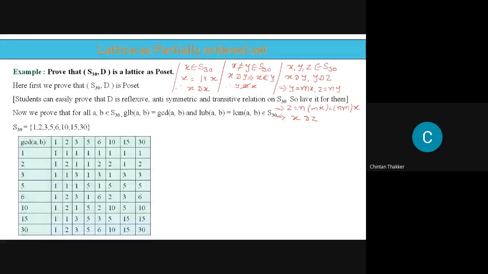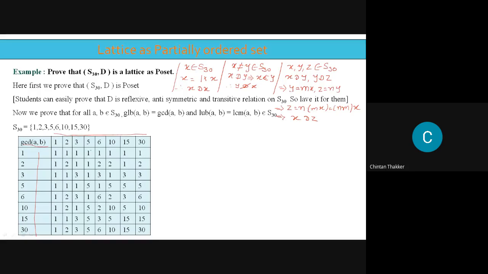Now we make the table for GCD. Here we write GCD of a, b. In the first row we write the elements of S30, and in the first column also we write the elements of S30. Now in between, we write the GCD of a and b. Here a means the row element, b means the column element.